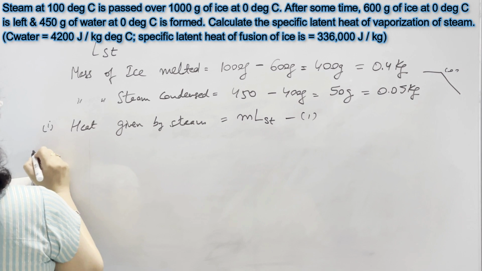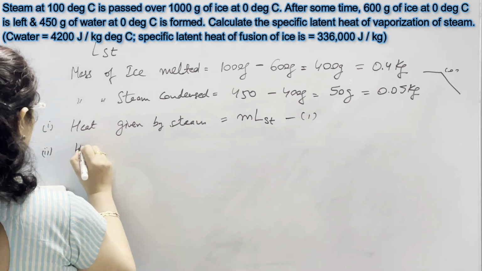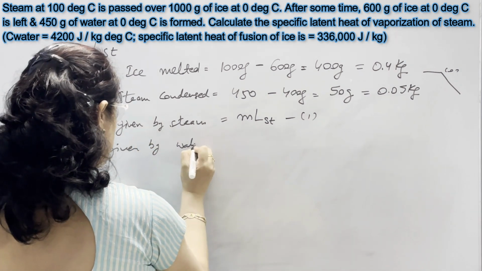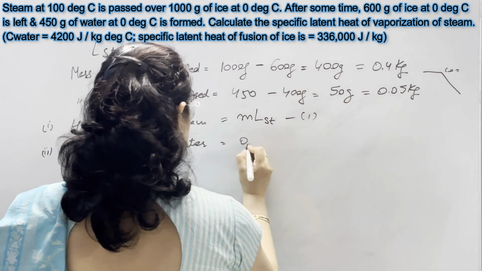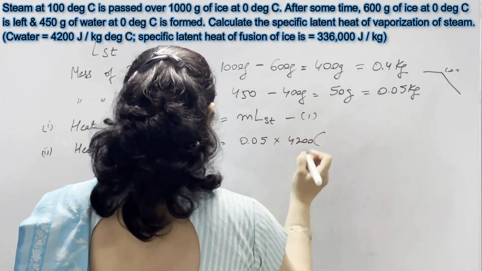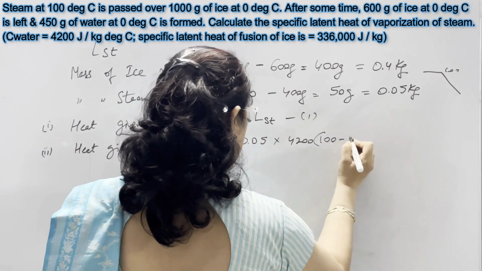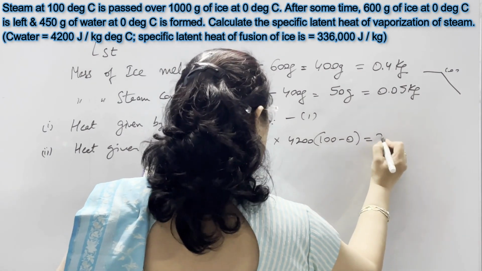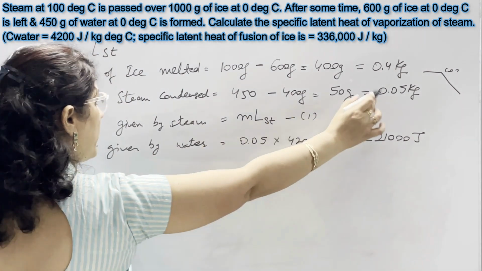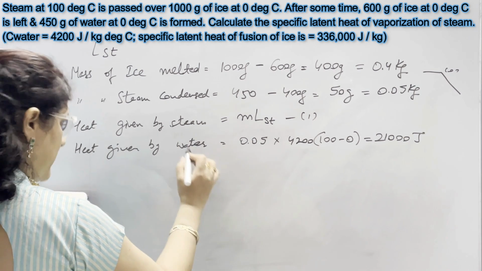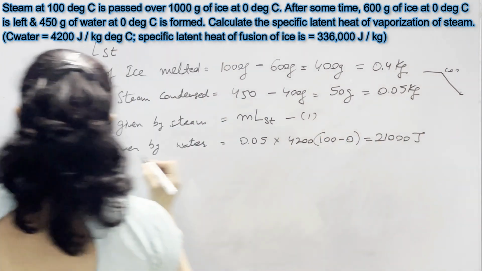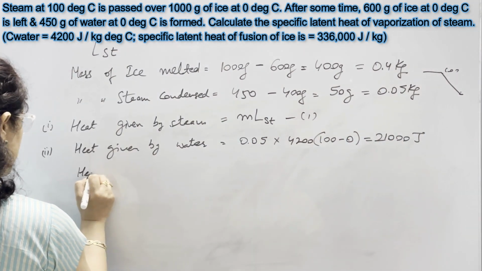And now second part, heat given by water. This much of water, 0.05 kg of water, into mc delta T: 4200, and temperature is 100 minus 0. It means after calculation 21,000 joule. This is heat given by 0.05 kg of water at 100 degrees Celsius in cooling to 0 degrees Celsius. In next part, heat taken by ice.